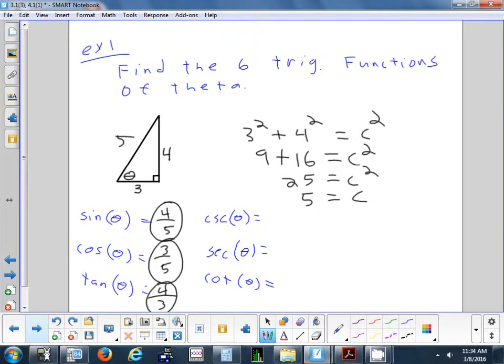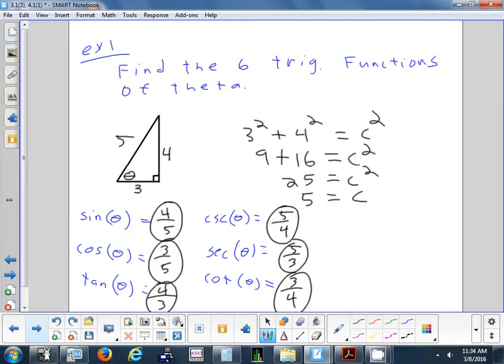Ashley, how about my cosecant? 5 over 4. Yep, just flip it, 5 over 4. Hunter, how about my secant? 5 over 3. And how about Alyssa? What's my cotangent? 3 over 4. And those are the 6 trig functions.